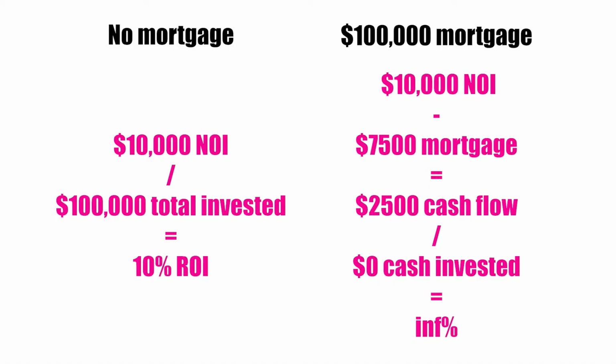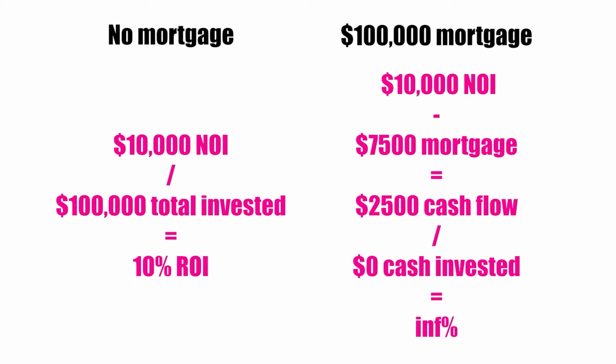money invested in the deal. Even with a $7,500 per year mortgage, the property is all cash flow and pure profit. I might only make $2,500 per year in cash flow, but $2,500 a year cash flow divided by zero cash invested is not possible to calculate because you can't divide by zero. This is often referred to as infinite cash on cash return.